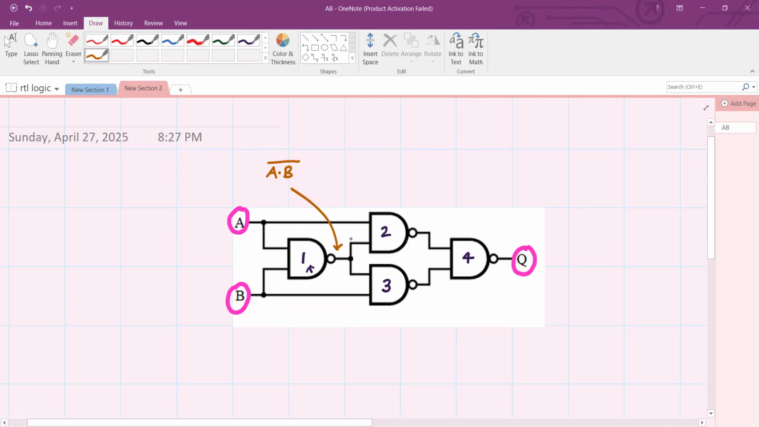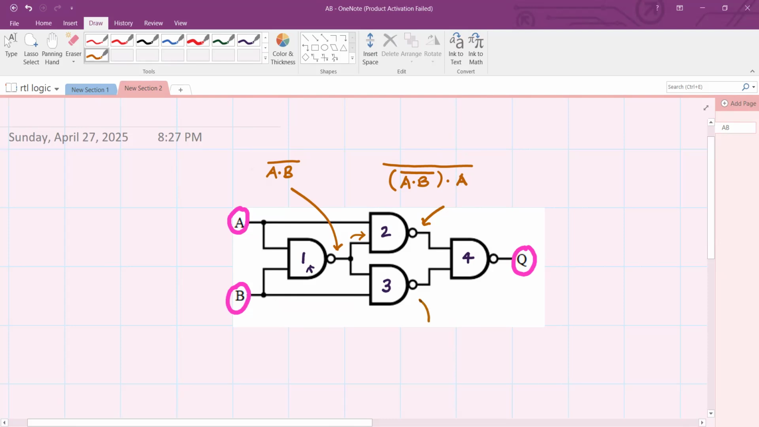Now this becomes one of the inputs to gate number two, and the other input to gate number two is logic A. So now we want to monitor the output here. We can say the output right over here could be written as A dot B, a NAND of it, in a parenthesis, and then the other input is A, and take a bar of it. So that's the logic output here.